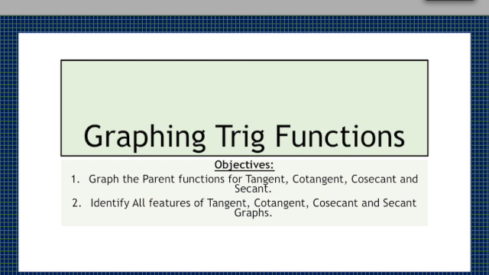This week we're going to leave behind sine and cosine, and we're going to focus on just the parent functions for tangent, cotangent, cosecant, and secant. And then we're just going to identify all of the features of those parent functions. So let's go ahead and get started.